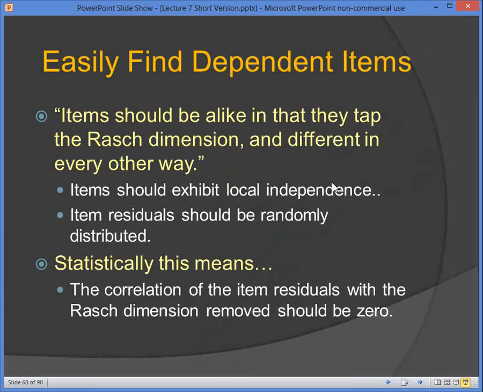Another way of expressing this idea is to say that the item residuals with the Rasch dimension removed should be 0. So if the residual variance which is specific to each item is in fact randomly distributed around the dimension of the construct, then we would expect that the correlation between these residuals should be 0. That may be too much vocabulary right now, but it'll become apparent as time moves forward.